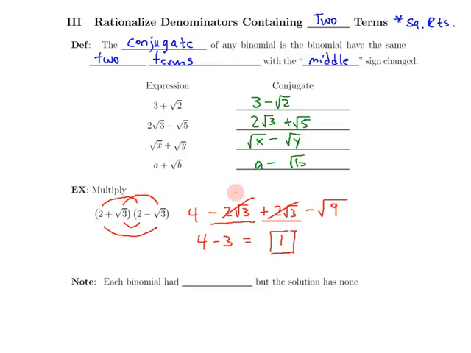We recognize a pattern here. What if I had 2 plus the square root of 3 in a denominator? How could I get rid of the square root of 3? Well, I could multiply by its conjugate, 2 minus the square root of 3. That gets rid of the radical. Aha, that's exactly the technique we're going to use. That's exactly what we want to identify as we go through and see some examples like this. Each binomial had radicals, but the solution has none.